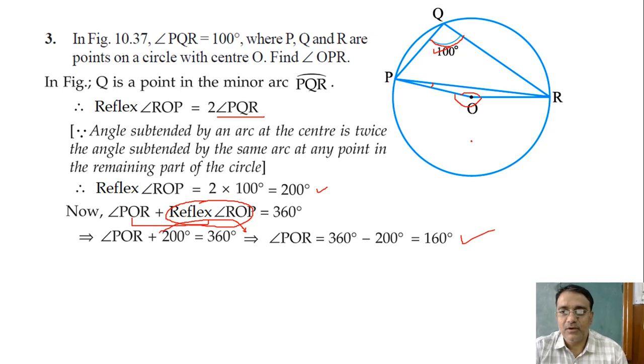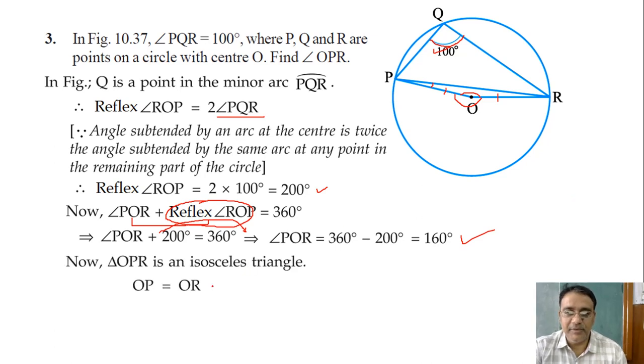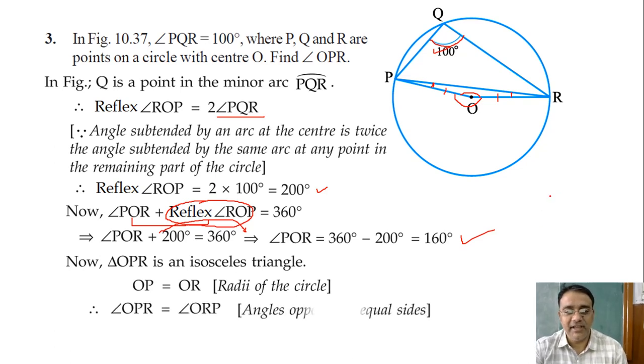No, sir. Okay, now triangle OPR is an isosceles triangle. Why? Because OP is equal to OR, radii. OP is equal to OR, radii, and this will imply these two angles are equal. Why? Angles opposite to equal sides. Right, angles opposite to equal sides are also equal.